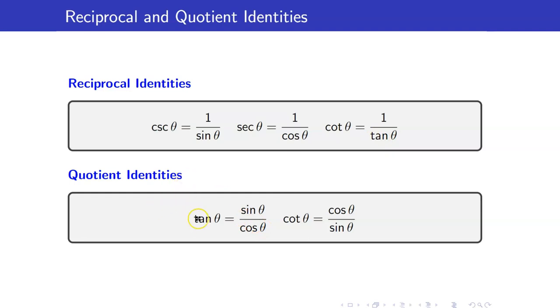For the quotient identities, we have two. Tangent of theta is the quotient sine theta over cosine theta. Why is that? Sine is opposite over hypotenuse, whereas cosine is adjacent over hypotenuse. But when we simplify this complex fraction, hypotenuse gets cancelled out, so we're left with opposite over adjacent, and that is precisely your tangent of theta. This identity is true because cotangent of theta is the reciprocal of tangent of theta. So the reciprocal of sine theta over cosine theta is cosine theta over sine theta.